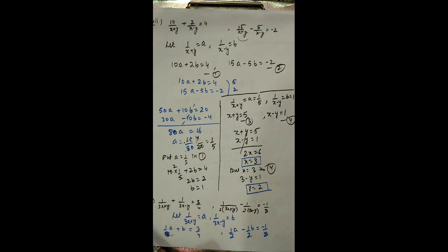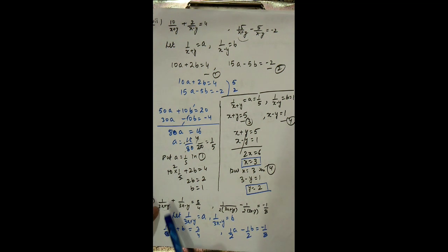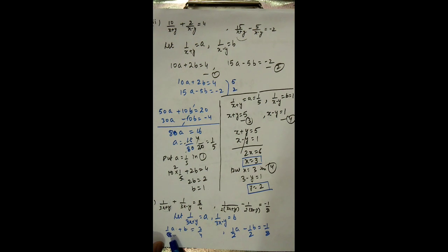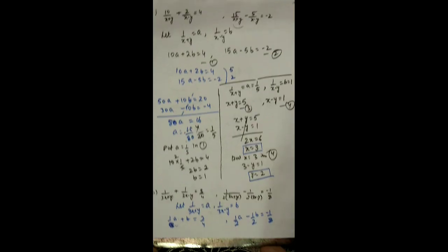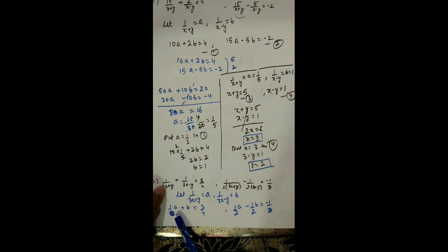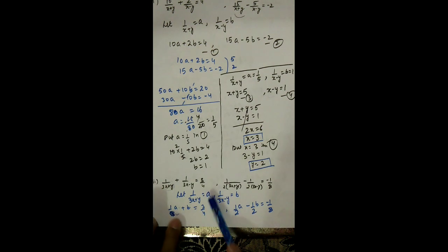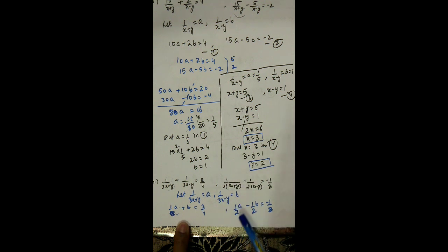Now for question number 8, the hint was that you can take 1 upon 3x plus y equal to a and 1 upon 3x minus y equal to b. So now you see this will be your a. Earlier it was 3, so you may just cancel this. This is actually your a only. So this becomes a, this is b, and this is equal to 3 by 4, and this will be 1 upon 2a minus 1 upon 2b equal to minus 1 by 8. Now you can solve as we have done questions earlier.